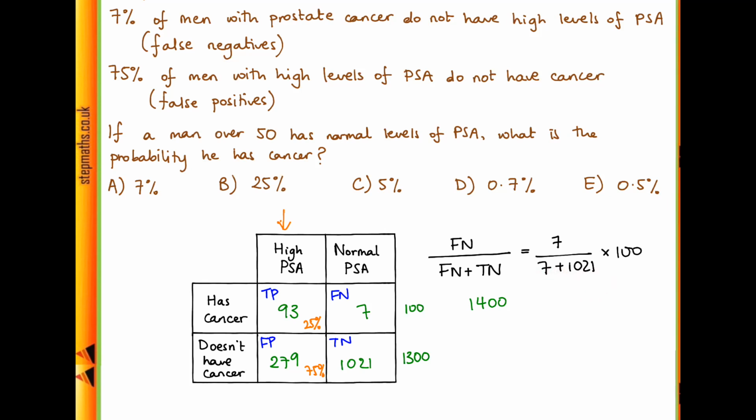I mean, 28 compared to 1,000 is really small. So this is approximately 7 over 1,000 times 100. And of course, we can do some cancelling. So it's actually just equal to 7/10, which is equal to 0.7. So we want 0.7%, which we see as answer D.